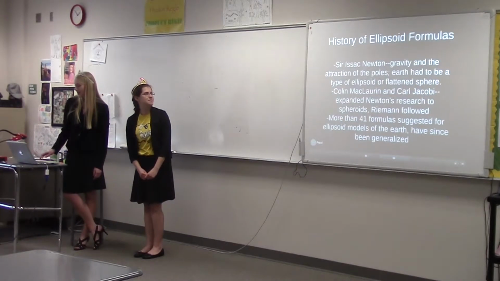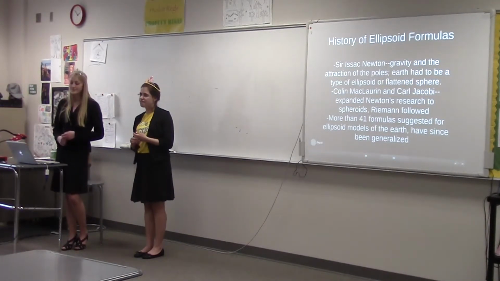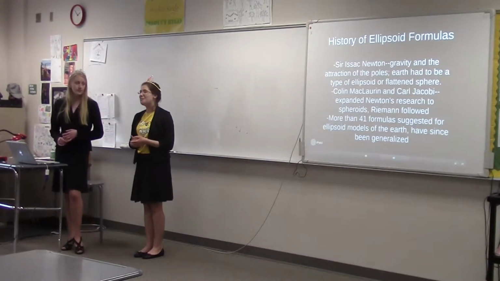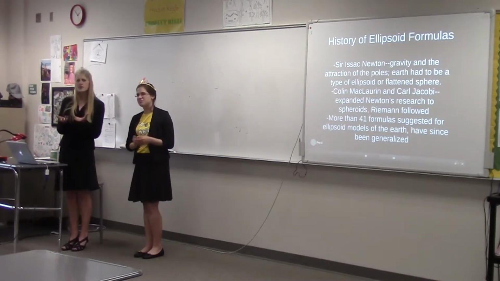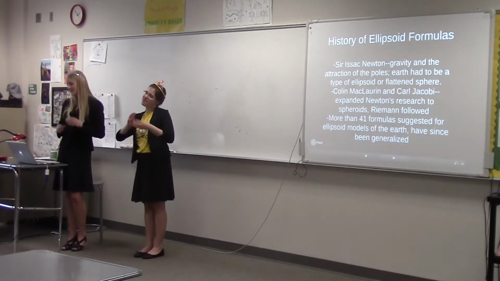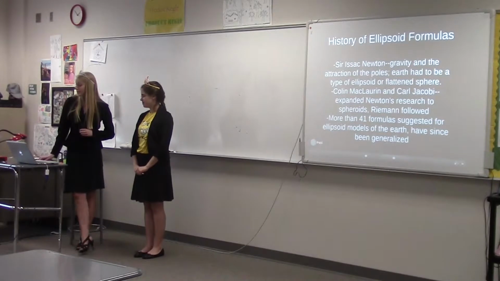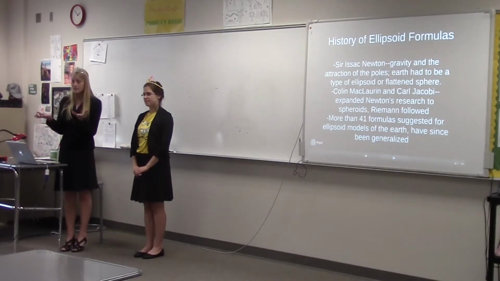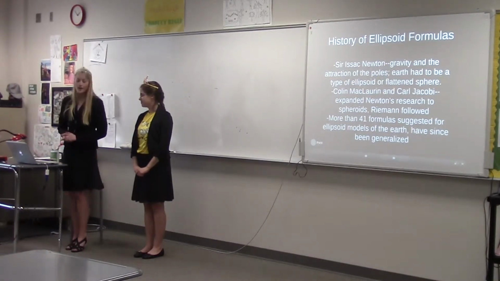Yep. So the history of the ellipsoid formula. We wanted to take the volume of the eggs that Gaston eats a day, so we focused on an ellipsoid, which is a pretty good model for an egg, I would say. It's like a sphere, but stretched, like an oval sphere. Exactly. So, Sir Isaac Newton studied gravity and the attraction of the poles, and he determined that the Earth had to be a type of ellipsoid. So that's when the need for ellipsoid formulas came about.